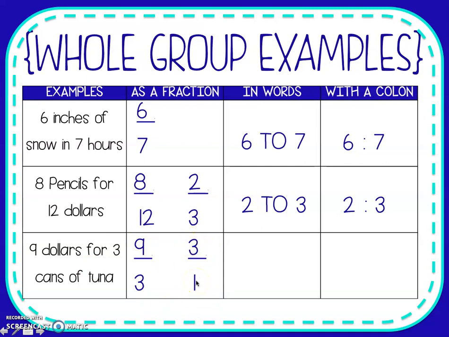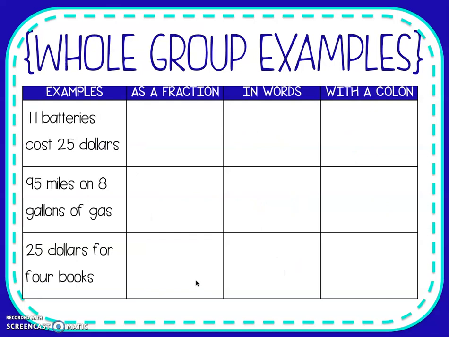Now we're going to write that in words. We have 3 to 1. And with a colon, we have 3 colon 1. Okay, so that's how we're going to write our ratios in 3 ways. We've got 3 more to do altogether.